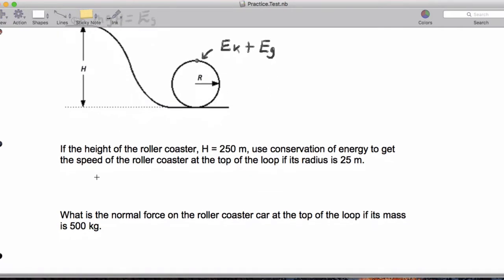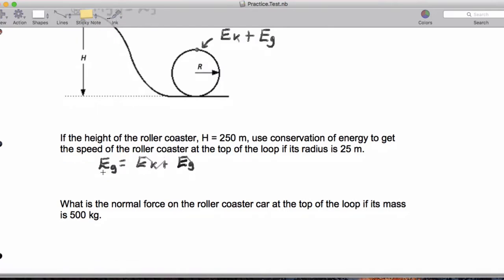So when I set this up, I'm going to end up getting EG equals EG plus EK. And so let's plug in some numbers. I'm going to have m times g times h equals 1/2 mv squared plus m times g. And let's be careful. Our height here is 2 times r. So we'll be careful with all of that.